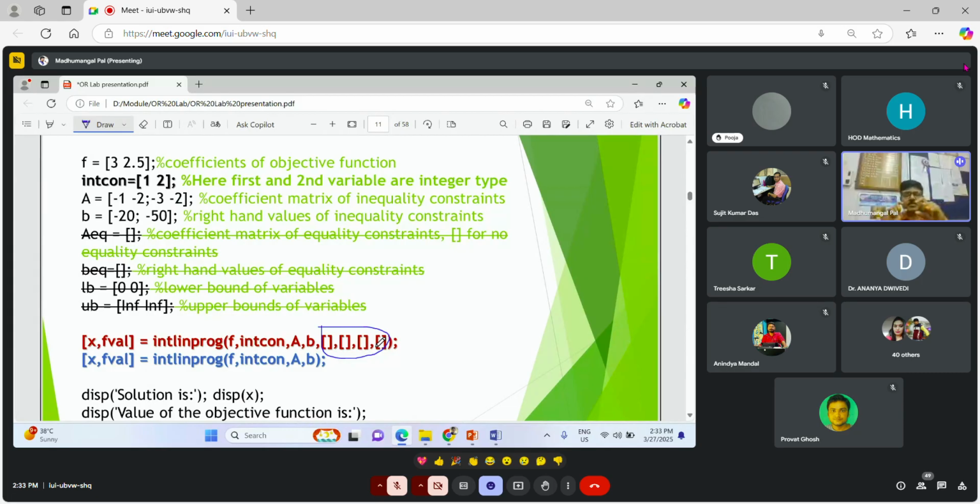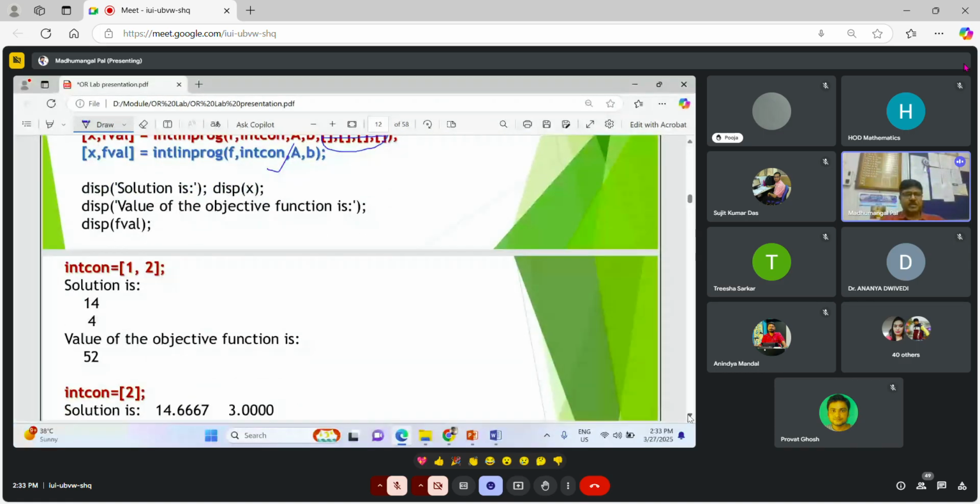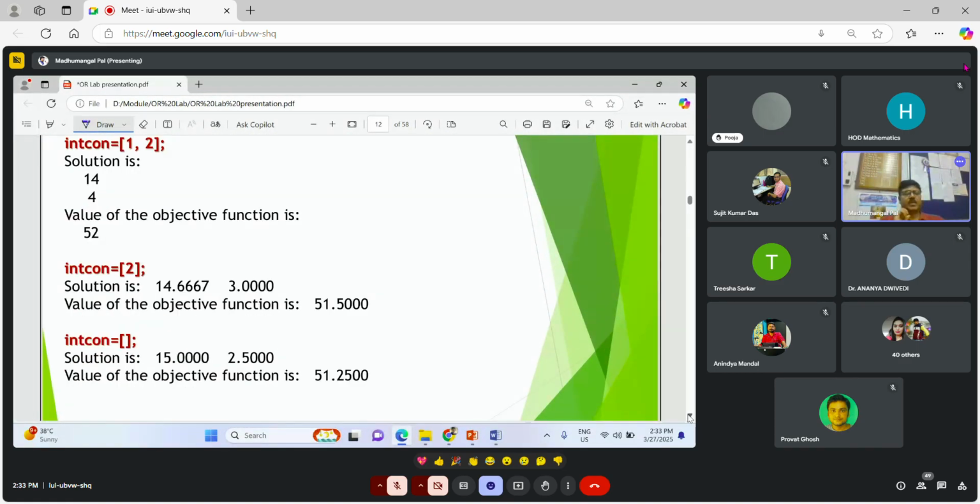This way means these vectors take the default values. Or if you remove all these things from this function, the reduced function will be this one. So x, f equals intlinprog of the objective function f, intcon, vector A and b. This is sufficient for this particular problem. And if the problem has equality constraints, then we can use Aeq, beq, and so on. Similarly, we can print the value of the vector and the value of the objective function.